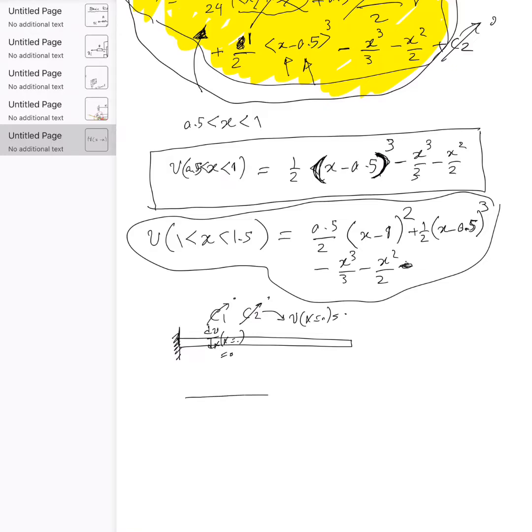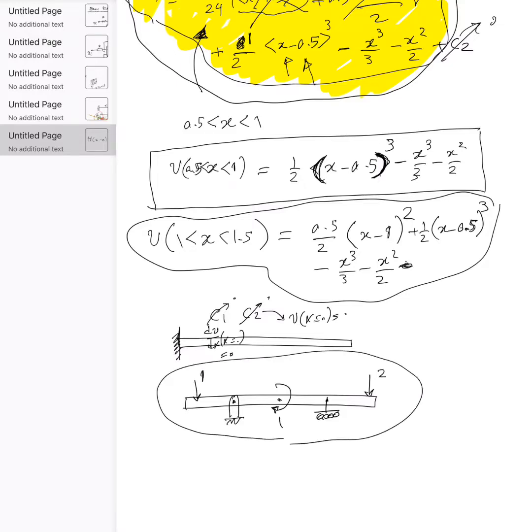But what about the case like this? If you have a beam that, for example, is pinned right here, and then this is a roller, and now you have, for example, force here, 2, couple moment here, 1, and another force here, 1. What about this problem, this case? Now the boundary conditions are not really that easy, like this example on the top.